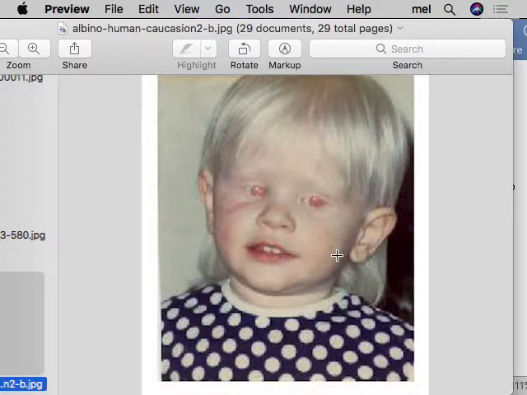So this is genetic, and like I mentioned, most forms of albinism are autosomal recessive. So can anybody tell me why the likelihood of albinism increases really dramatically in inbred populations?